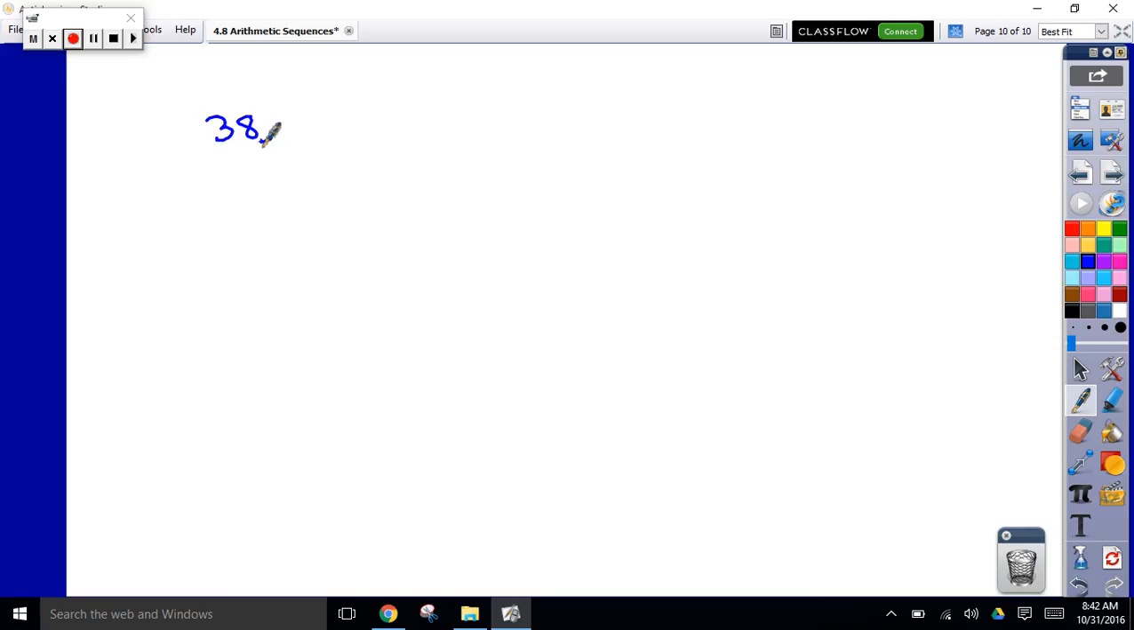So number 38 asks you to write an explicit formula for each recursive formula. So it starts with a recursive formula. A of n equals a of n minus 1 plus 12. And it also tells us that our first term, a of 1, equals 12. We need to turn that into an explicit formula. How do we do that if we don't have the terms listed?